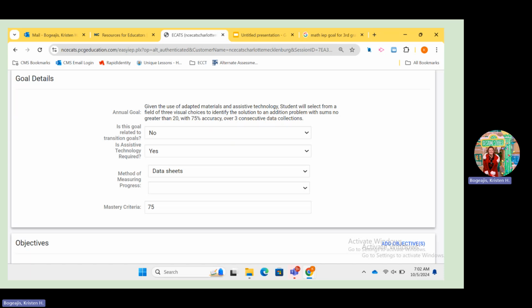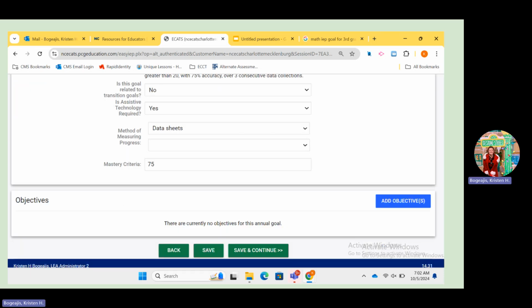This is important. Let's say that rather than a percentage, you are saying you want them to do this task in 3 out of 4 trials, over 3 consecutive data collections. I would either make that mastery criteria 75%, that's fine, or you can put a 3 here. It does not really matter which one you do. You just want to make sure that mastery criteria is indicative of the accuracy that you have set in the goal. Next, you go into objectives.